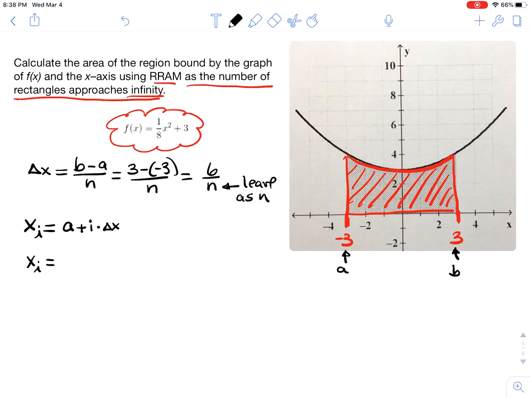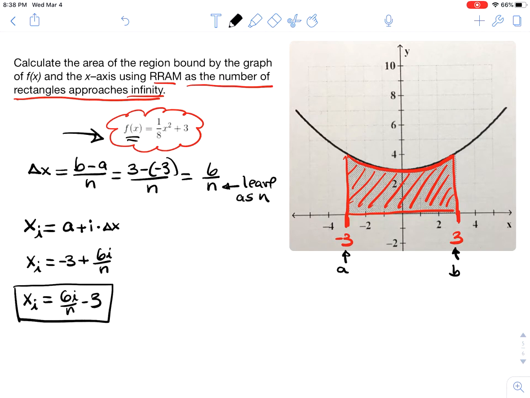So our x sub i will be -3 plus 6i over n. And I will just rearrange that to be 6i over n minus 3. I like to keep my minus signs in between two terms. And now we have to plug that x sub i into our function f of x. So now we have f of x sub i, which is 1/8, times, we're going to replace the x variable with 6i over n minus 3, close the parentheses. Since x is squared, we're going to square this, and then we have the plus 3 that follows.